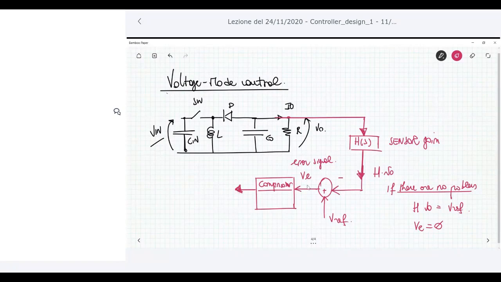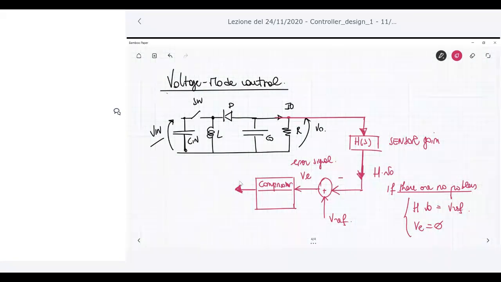Pay attention that when the error voltage is 0, for example, when you have no problems, the output voltage is exactly what you want to get. The error signal is null. This compensator, when the error signal is null, generates an output signal which is exactly the output signal that provides the correct duty cycle for maintaining the circuit in steady state conditions. Okay, so it operates in this way.